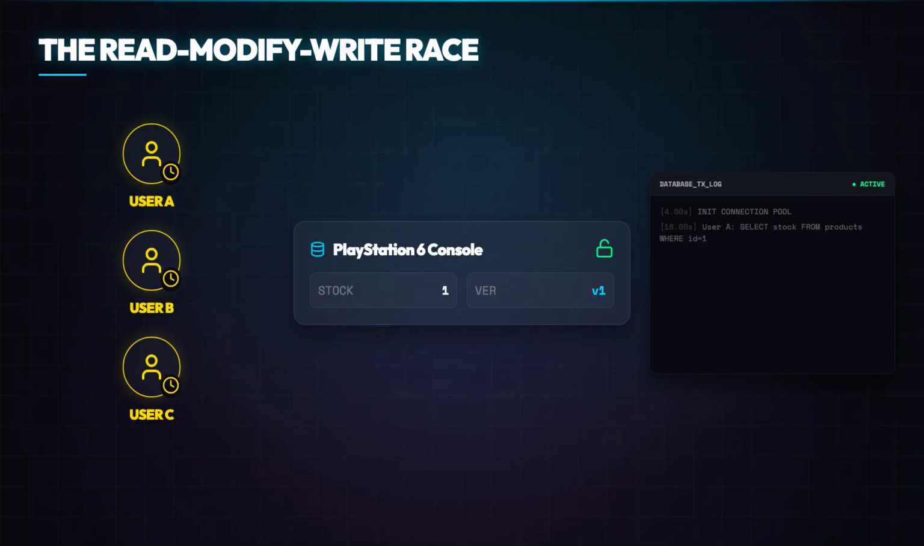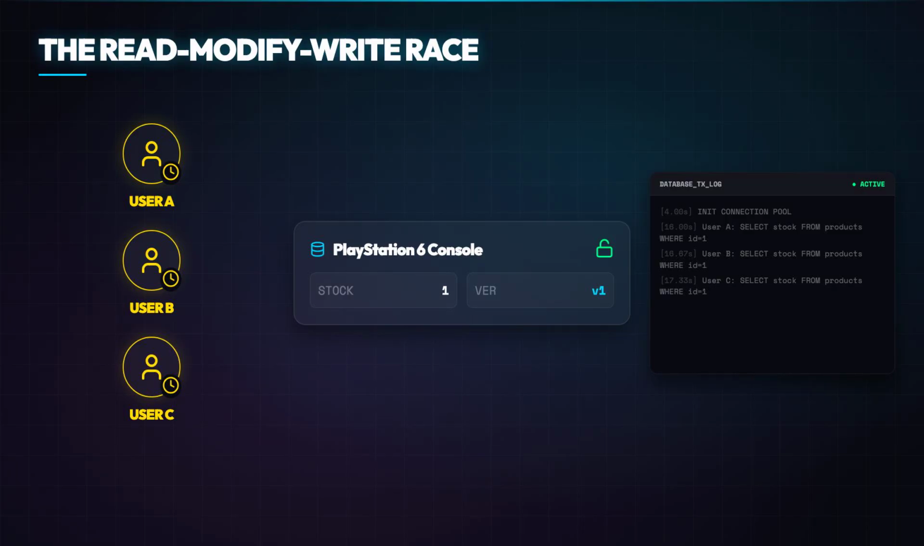In a perfect world, requests happen one by one. But in reality, all 3 query the database. All 3 see stock equals 1, and all 3 decide it's safe to decrement. They all write 0 back to the disk.